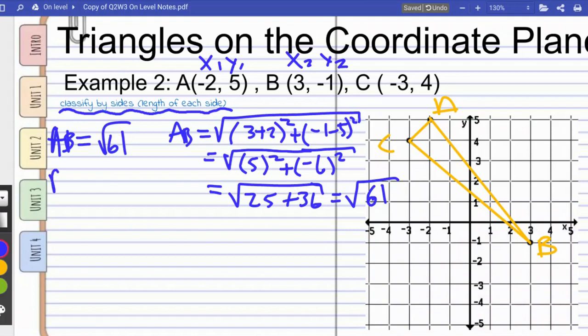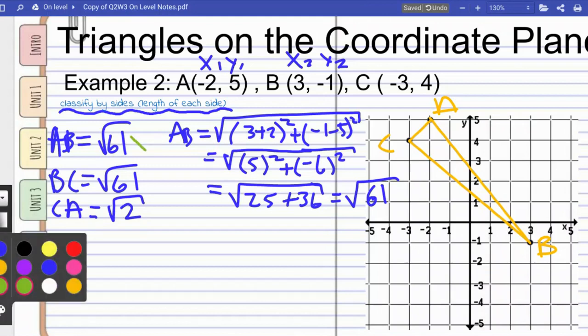When I do all my math, B to C is also the square root of 61. And C to A is equal to the square root of 2. We just so happen to have two congruent sides. Line segment AB is congruent to line segment BC, so this triangle is isosceles.